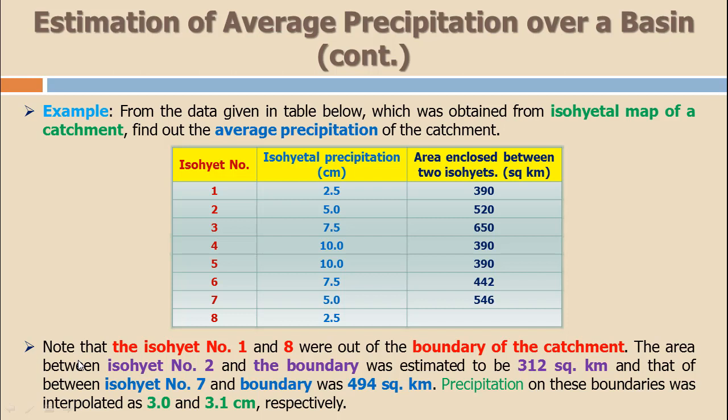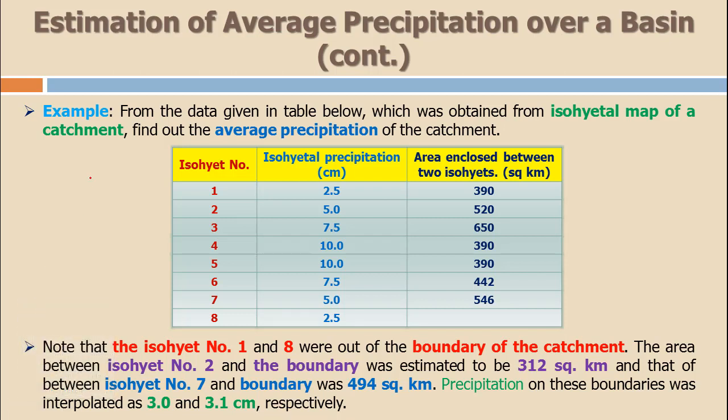Now here a note is given. Note that isohyet number 1 and 8 were out of the boundary of the catchment. So the area between isohyet number 2 and the boundary was estimated to be 312 square kilometer, and the area between isohyet number 7 and the boundary was 494 square kilometer. Precipitation on these boundaries was interpolated as 3 and 3.1 centimeter respectively.